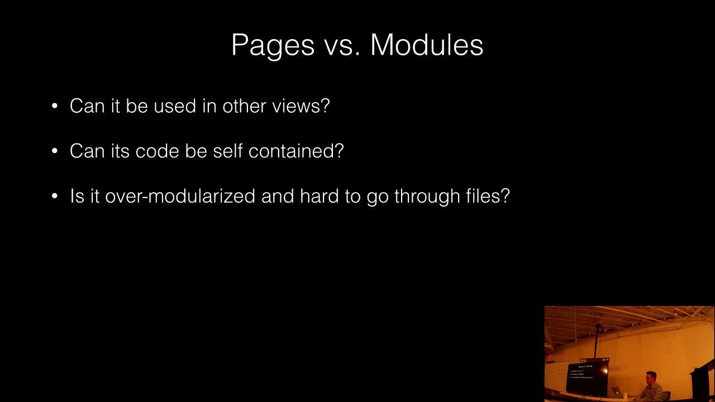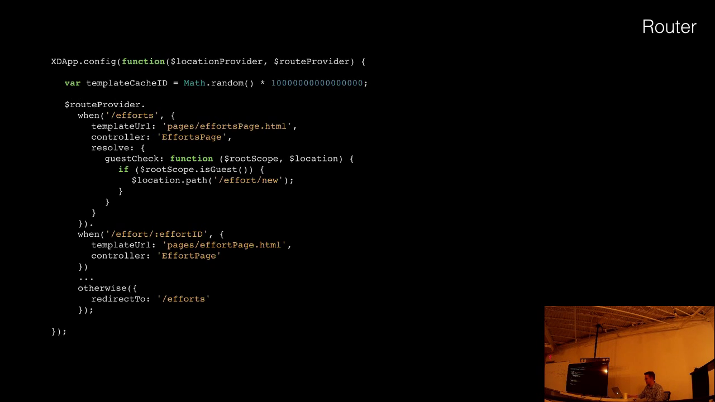So pages versus modules. Basically, can it be used in other views? If yes, then it makes sense. This is probably just coding in general. And can its code be self-contained? Is it really dependent upon other stuff? But one thing that I see at work a lot, or just a thing that people can run into: don't over-modularize things to where, in order to get to any file, you have to go into all this crazy nested structure just to get to something. So don't hyper-modularize it, but it's kind of a balancing act.